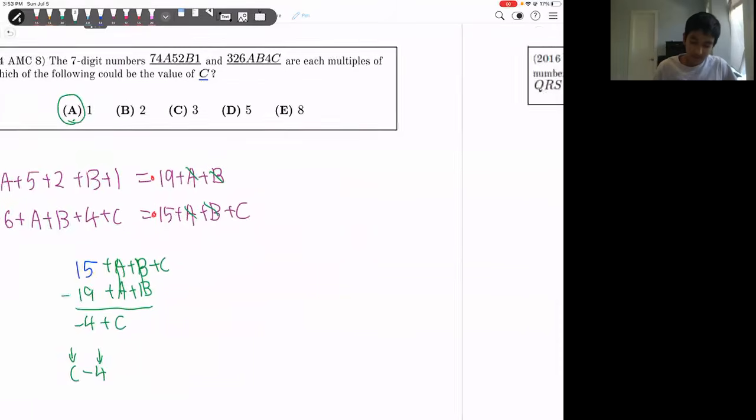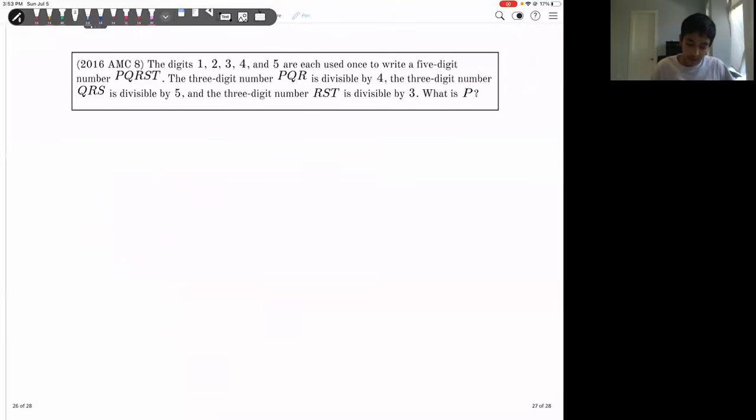Let's move on then. Okay, so we had the digits 1, 2, 3, 4, and 5 are each used once to write a 5-digit number PQRST. We're given that the 3-digit number PQR has to be divisible by 4, QRS has to be divisible by 5, and RST has to be divisible by 3.